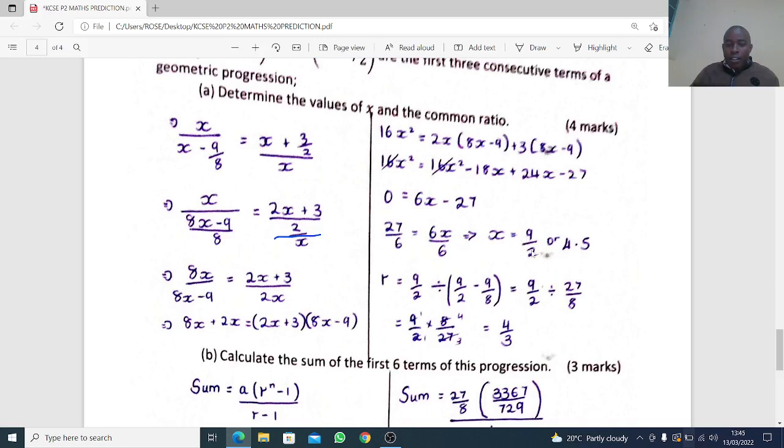That is 9 over 2. 3 times 3 is 9. 9 over 2 is the same as 4.5. That is our x. And therefore, we are asked to find r, the common ratio.